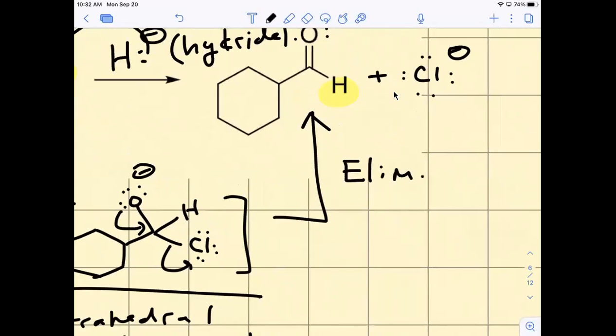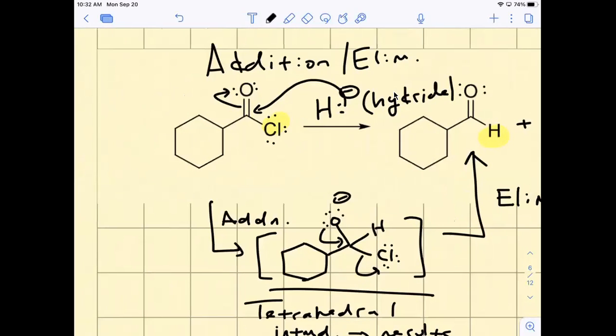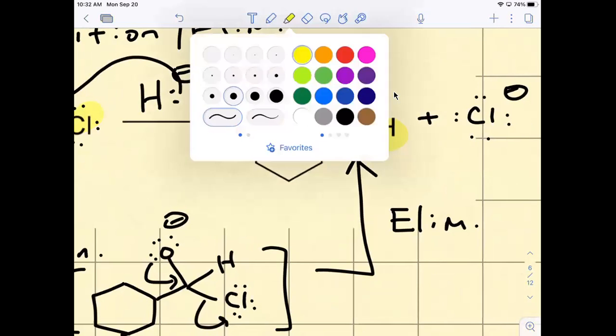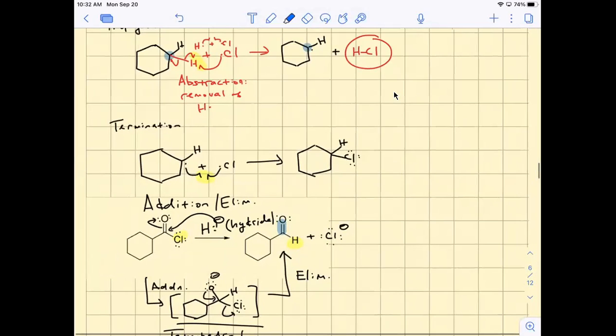Rearrange. It's an elimination. Anytime I make a pi bond in my product, it's an elimination. Eliminations always result in the formation of a pi bond. Additions always result in the breaking of a pi bond. So you can see over here, I broke a pi bond by doing the addition step, and then I made a pi bond by doing the elimination step. And the reason I'm spending so much time with these few little examples is because this is foundational stuff. This is stuff that you're going to see over and over again.